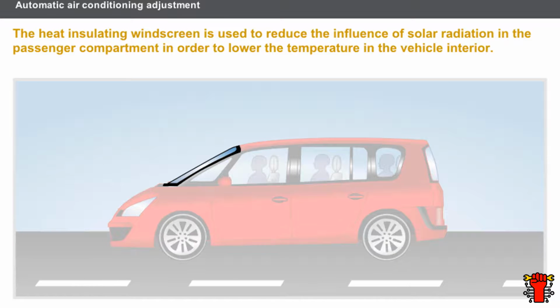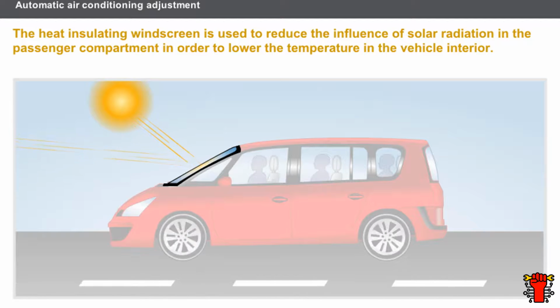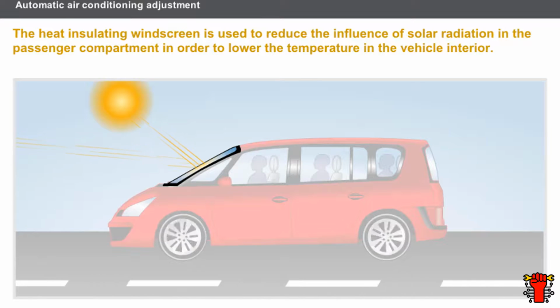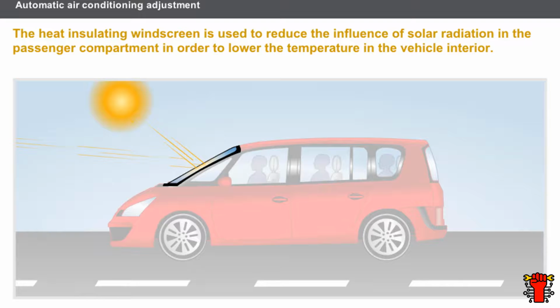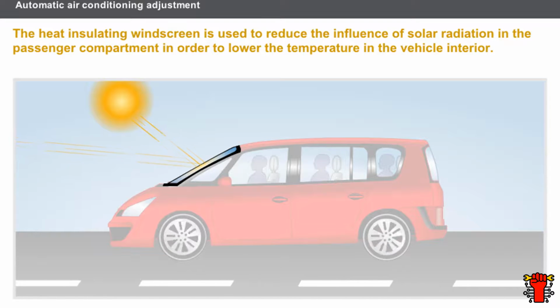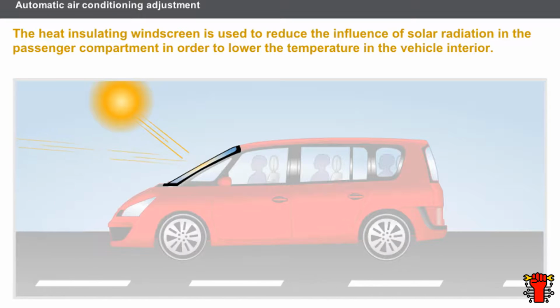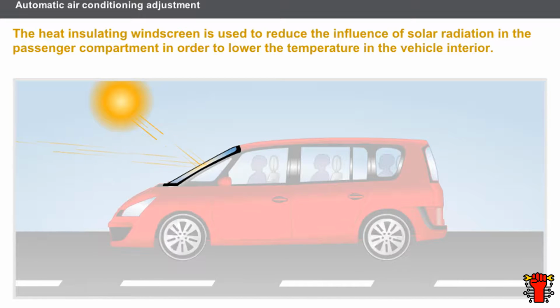Some vehicles are fitted with a heat-insulating windscreen. The heat-insulating windscreen functions independently of the automatic or manual adjustment system. It is used to reduce the influence of solar radiation in the passenger compartment in order to lower the temperature in the vehicle interior. It prevents infrared and ultraviolet rays from penetrating the passenger compartment. The internal temperature is lower, which enables the air conditioning to attain the required level of comfort more quickly.